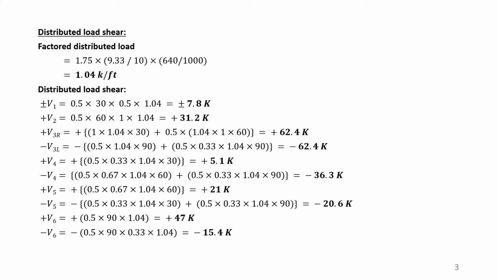And in a similar way, we calculate the other values by putting this 1.04 load up to the distance where it will affect the section with positive or negative forces. We have gone through this and calculated these values up to V6. At V6 the maximum value is 47. At V5 the maximum value is 21. At V4 the maximum value is 36.3, at V3 the maximum value is 62.4 and 62.4, and V1 is 7.4 plus 31.2 distributed load.